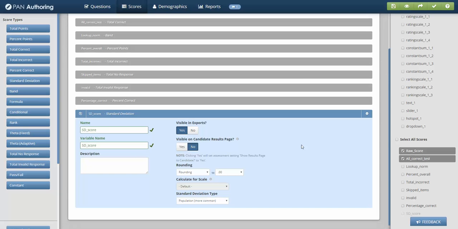So standard deviation score, it's a complex score. It can be based on items, it can be based on scores, and you can calculate it based on a population or a sample, and the right-hand side drives what you're calculating that standard deviation score from.